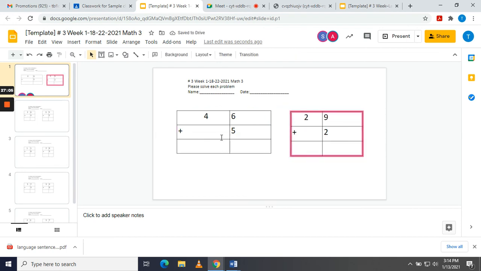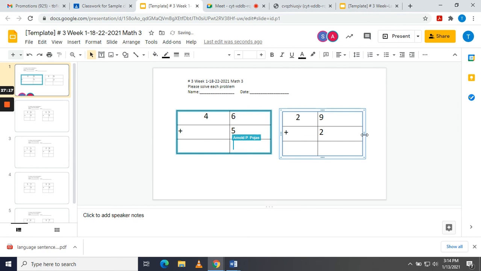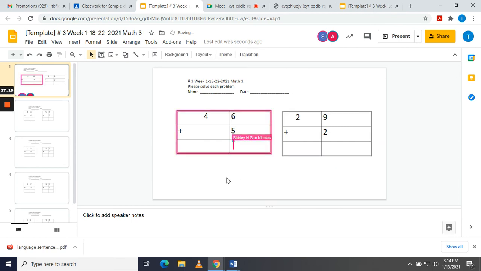Go ahead, Mr. Arnold. You can work on the first problem, and Miss Shirley can work on the second one. Don't forget to show your work, okay? Please show how you got that one.